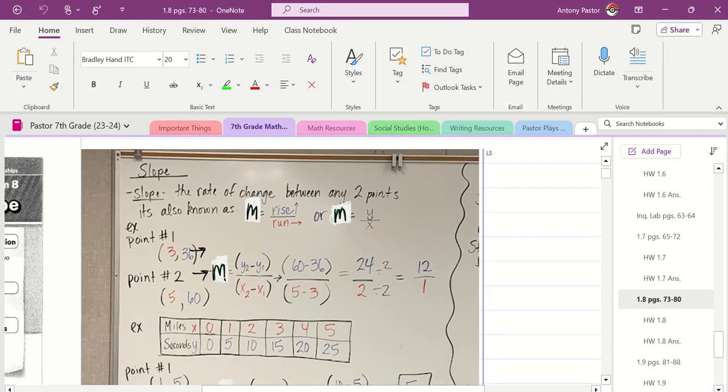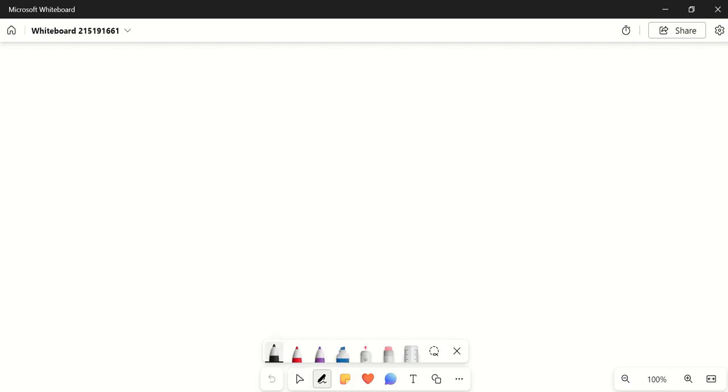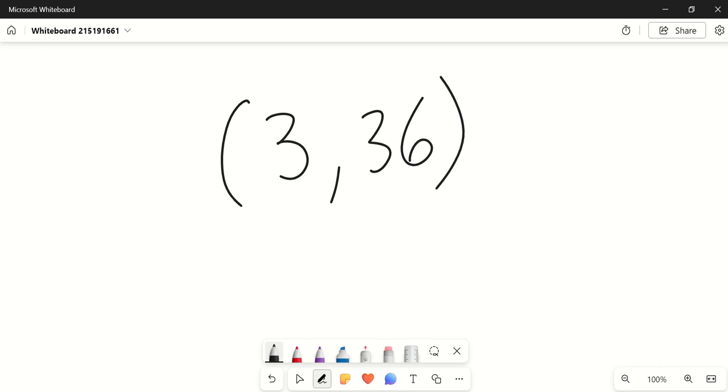So, slope is the rate of change between any 2 points. It's also known as m equals rise over run, or m equals y over x. An example point would be 3 and 36. Now remember, the 3 is our x-coordinate, while 36 is our y-coordinate.